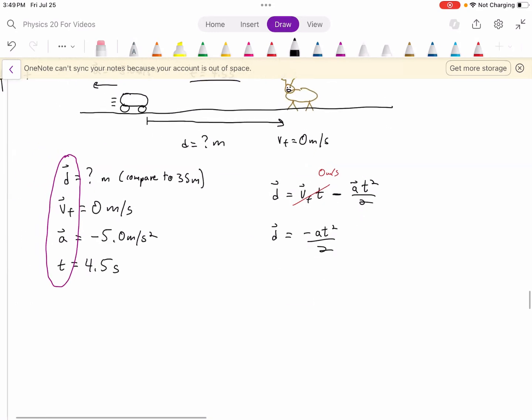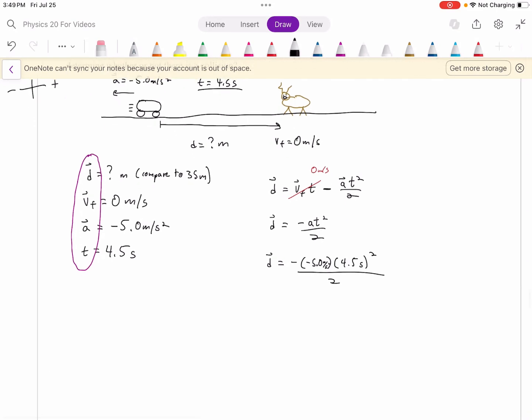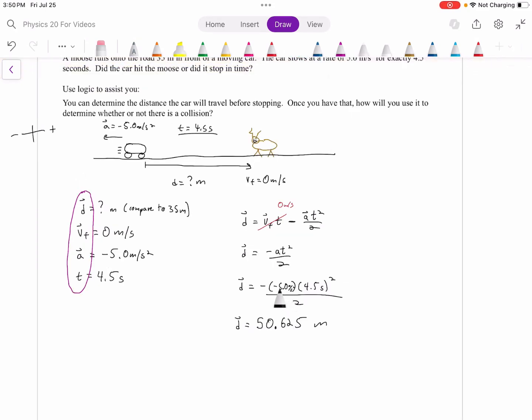All right, but we're ready to put in our numbers. Life's good. We don't even have to manipulate because it's already solved for displacement, and that's what we want to find. So I'm calling the direction of the acceleration negative. So I'm going to put in negative there. My time is 4.5 seconds squared, and we're dividing that by 2. Now remember order of operations here. So first I'll square this, exponents first. Then we can multiply, and then we can divide. So I wouldn't do it all at once. Break it up into little steps on your calculator. But carefully entering that, I got positive 50.625 meters.